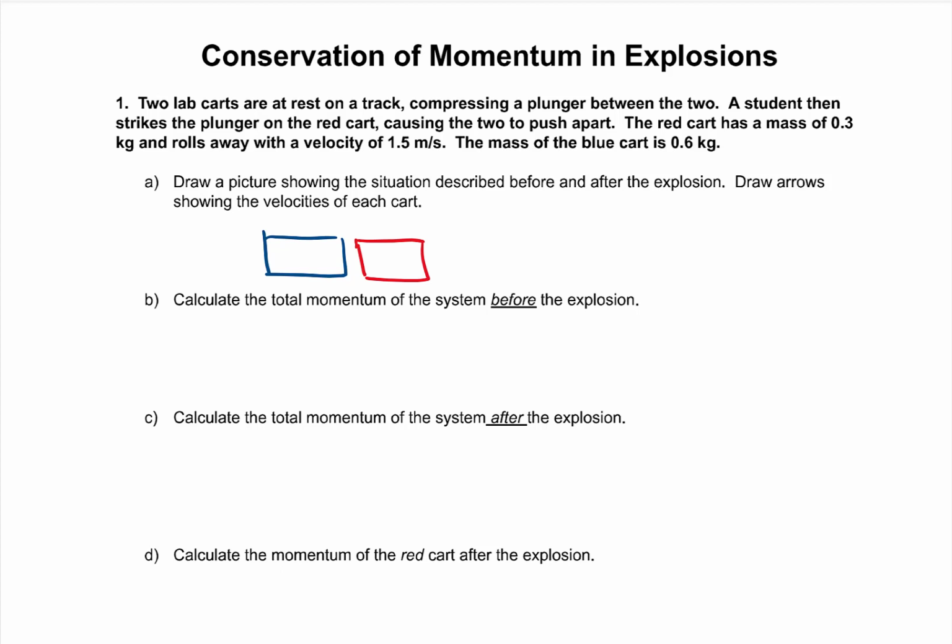So the blue cart has a mass of 0.6 kilograms. The red cart has a mass of 0.3 kilograms. And to begin with, the carts are at rest on the track. This is one thing that I really want to point out. When we have a situation where it says things are at rest to begin with, it's telling you that the initial velocity of those objects is 0. So this is the picture representing what's going on before.